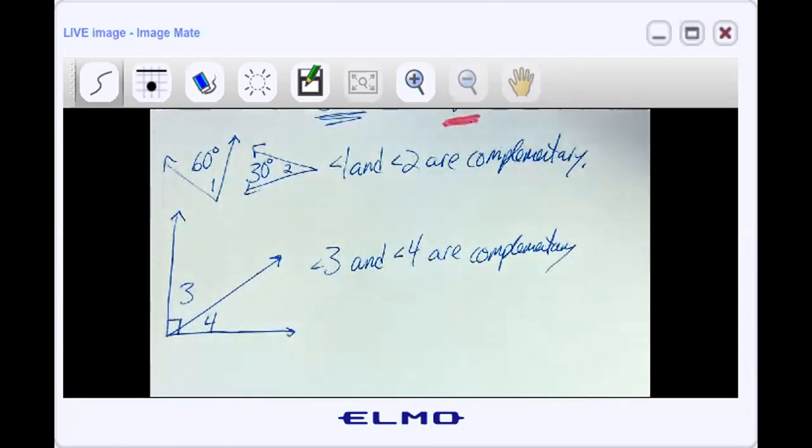Okay, so it could look very different. I could have two completely separate angles. I could have two angles that are in fact adjacent, and they really do make 90 together. Either one is perfectly legitimate.